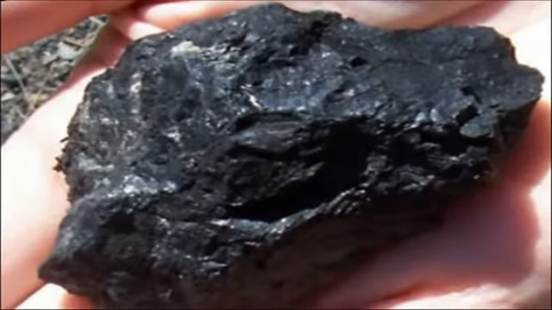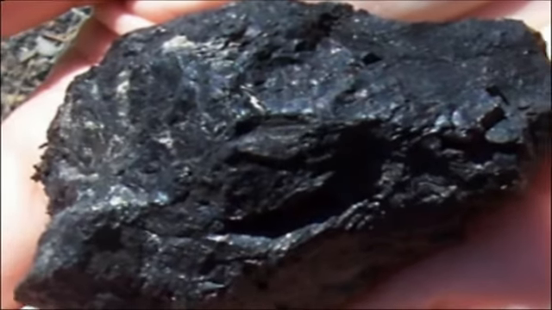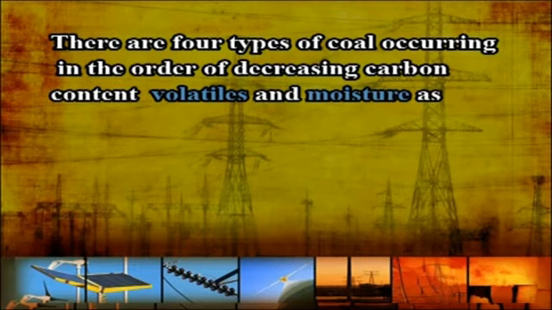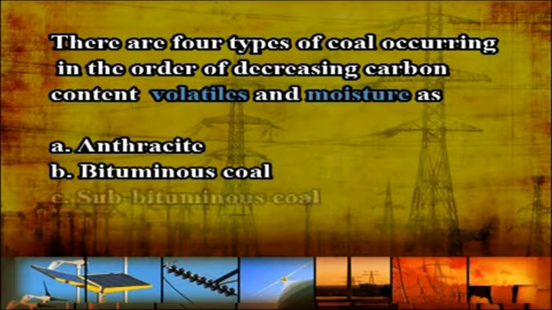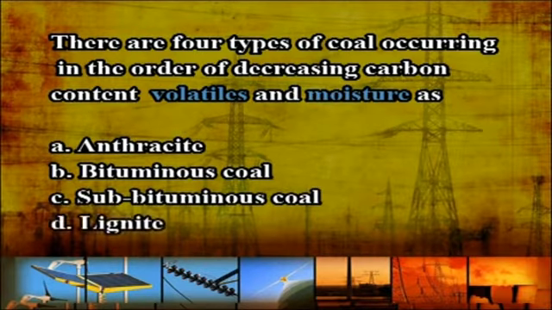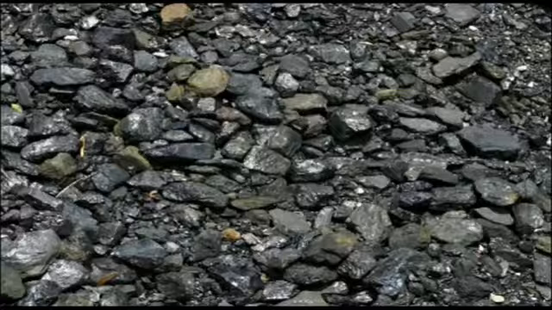Coal occurs in sedimentary basins as coal seams or layers. There are four types of coal, occurring in the order of decreasing carbon content, volatile and moisture: anthracite, bituminous coal, subbituminous coal and lignite. Peat is partially decayed plant matter found in recent swamp deposits. Peat and wood are the basic materials before the formation of lignite.